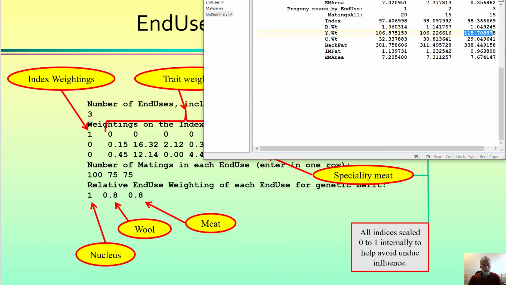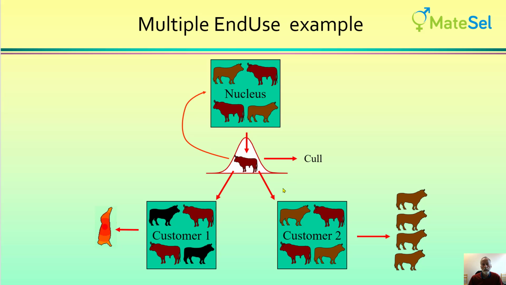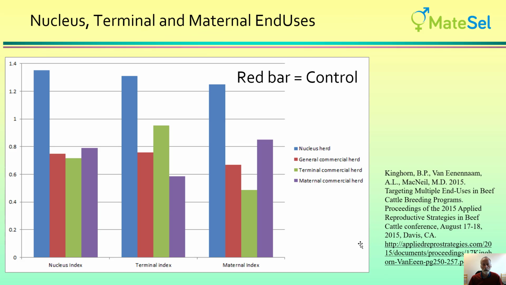So now we'll go on and look at a small example from the published study. And this uses the same examples we've had in the slide with 3 end uses: the nucleus, terminal customers, and maternal customers. And the study is here. I'm going to treat this graphic quickly, but you can pause and look at it again to get more understanding perhaps. So we've got the nucleus index, the terminal index, and the maternal index here. And within each of those, we've got the groups of animals. The nucleus animals, these are uncompromised by selecting with high priority into the nucleus. Without multiple end uses, the results are in this red bar. With multiple end uses, we have the terminal in green and magenta for the maternal results.